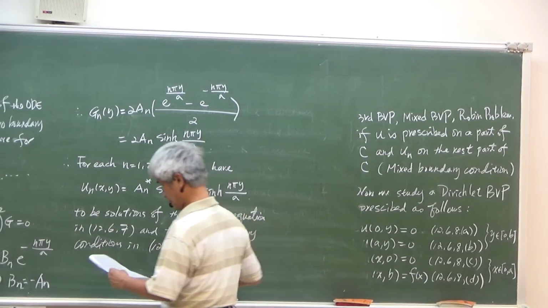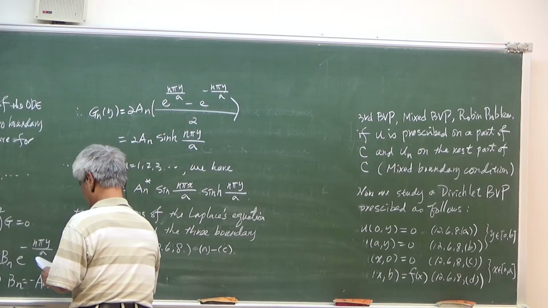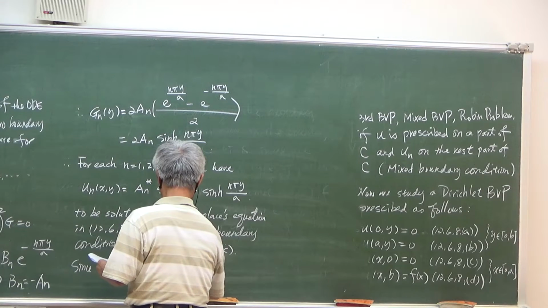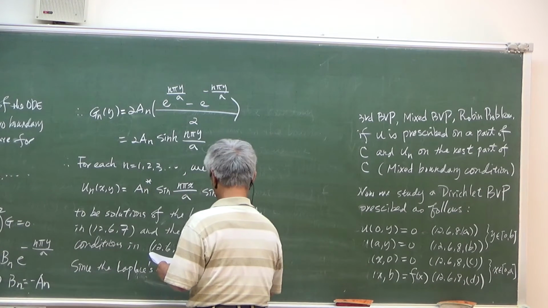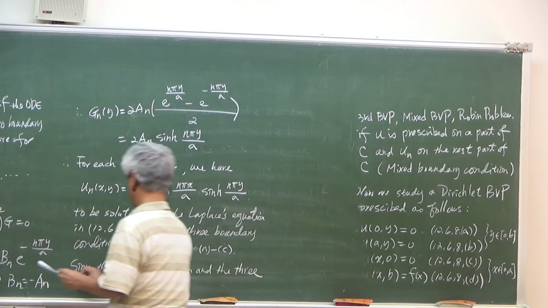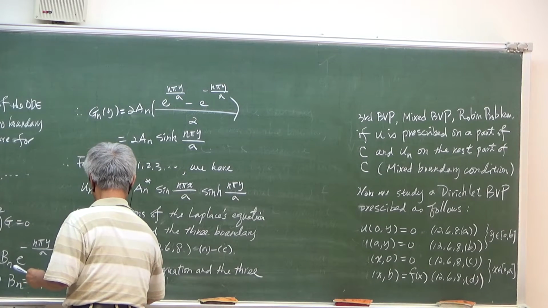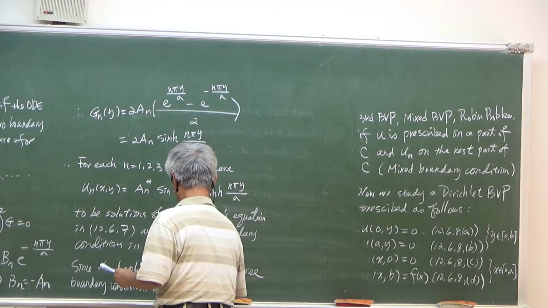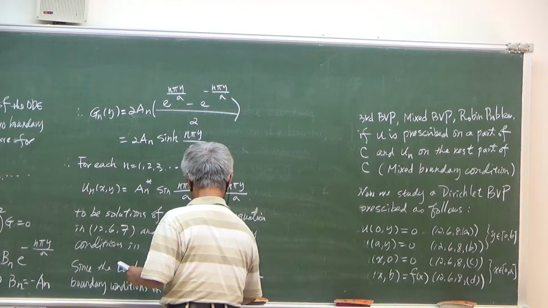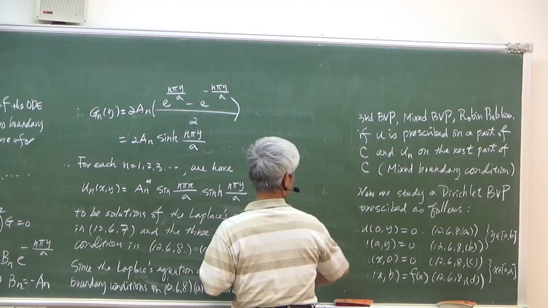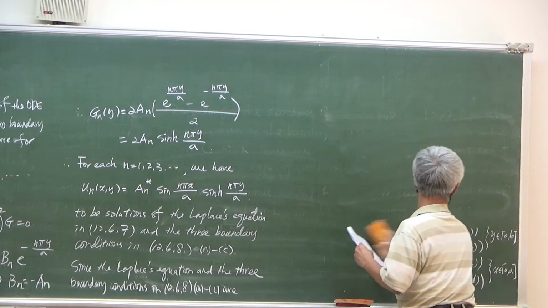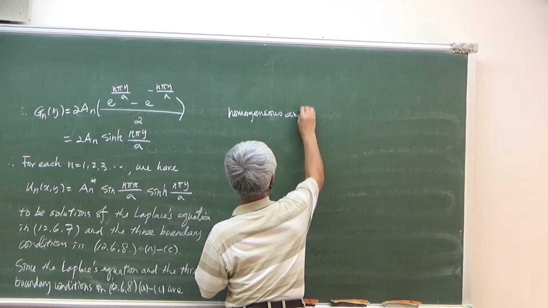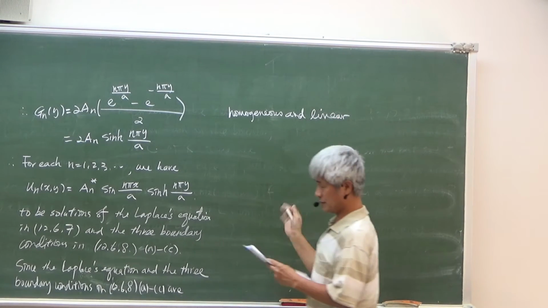Now, the crucial point is that since the Laplace equation and the three boundary conditions in 12.6, 12.6.8, A to C, are homogeneous and linear. Okay, so they are homogeneous and linear.